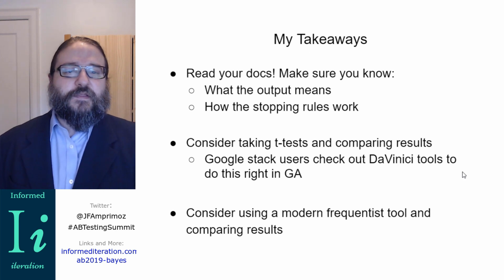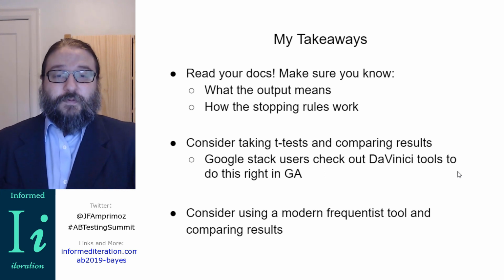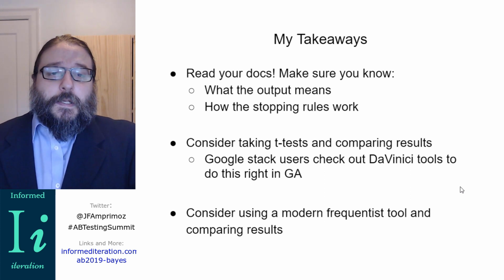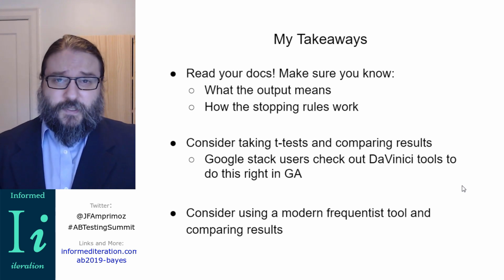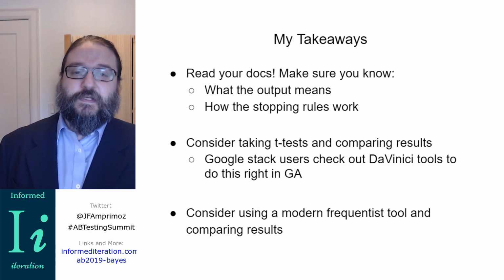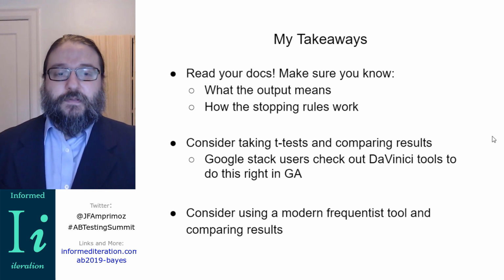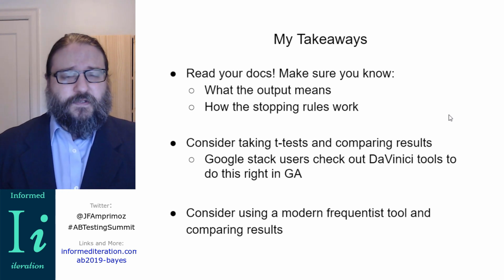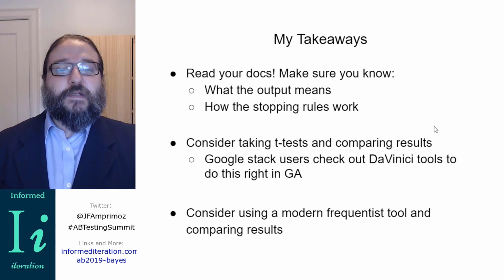So I think the advantages are worth it for pretty much any organization that doesn't have the resources to start building its own CRO tools and its own modeling. My takeaways, though, are you want to read your docs, and you want to make sure you know what the output from your tools means, and you want to know how the stopping rules work. You want to know, when this thing says, hey, use this variant, what does that mean based on the data that you have? Consider running t-tests and comparing results. Different methods that have the same result is a very powerful indicator.